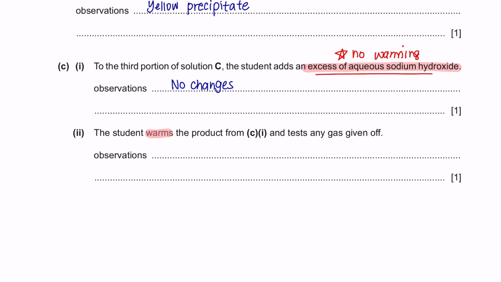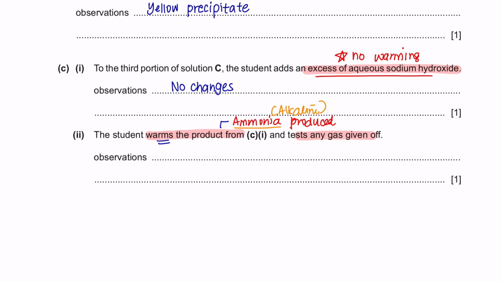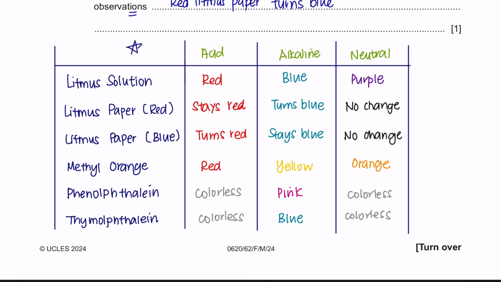Part 2. The student warms the product formed in C Part 1 and tests any gases given off. Now the student warms the product. So upon warming, there will be ammonia produced. We can use a red litmus paper to test the gas produced. And the observation is that the red litmus paper will turn blue because this is an alkaline product. You have to remember the observation for each indicator in acid, alkaline, and neutral solution. So for ammonia, since it is alkaline, it will turn red litmus paper blue.